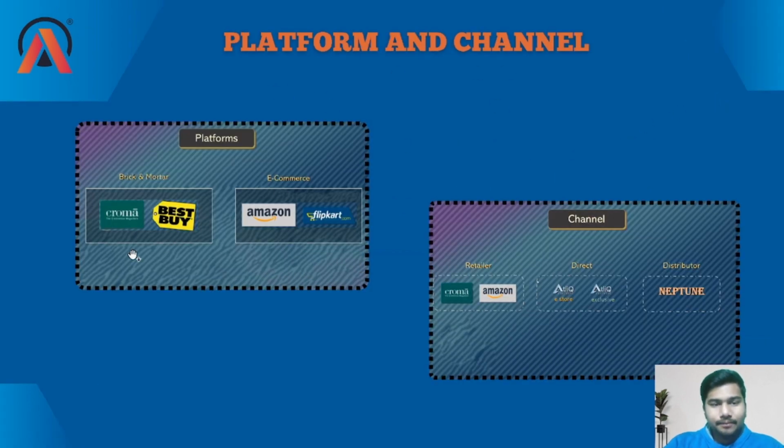Platform and channel. Atlic Hardware has two platforms. First is brick and mortar, which is offline store, and e-commerce, which is online stores, such as Amazon and Flipkart. Talking about the channel, it is divided into three: retailers, direct, distributors. In retailer section, they are having their exclusive stores.